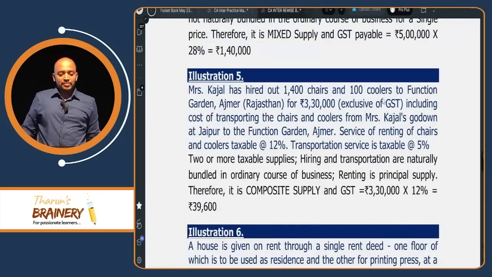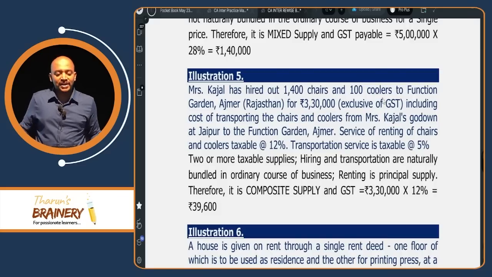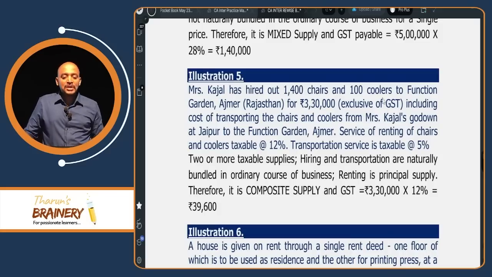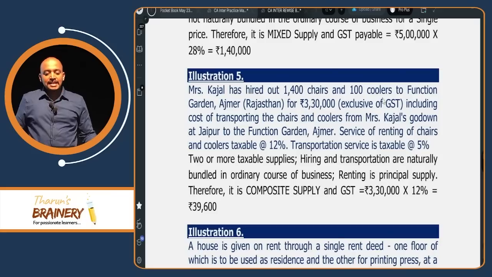Then, number 5. Mrs. Kajal has hired out 1,400 chairs and 100 coolers to Function Garden, Ajmer, Rajasthan for 3,30,000 exclusive of GST, including cost of transporting the chairs and coolers from Mrs. Kajal's godown at Jaipur to the Function Garden, Ajmer. Service of renting of chairs and coolers is taxable at 12% and transportation service is taxable at 5%.